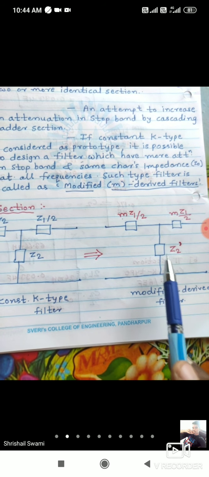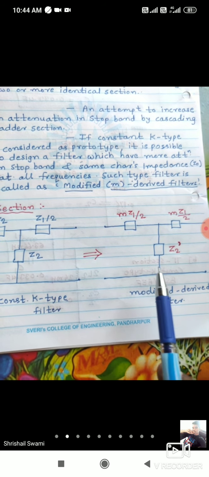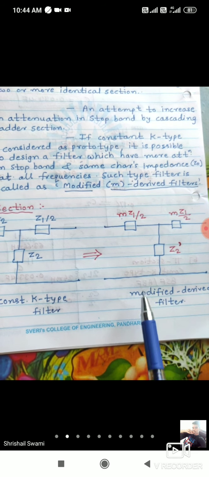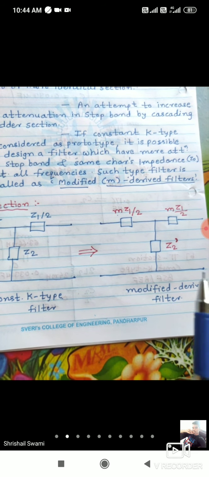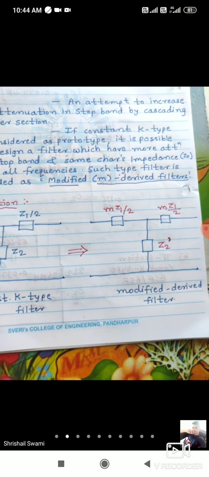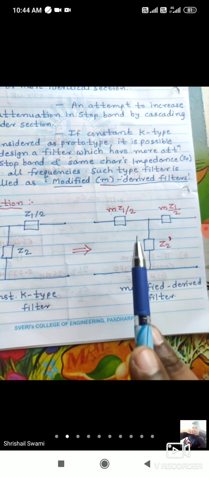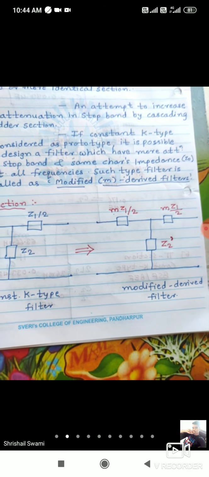So what will be the formula of Z2 dash? What will be the modification in the parallel arm? That we have to get by using the derivation. So this is called the T section of the M derived filter. Modified means M. Now next, we start. There will be the derivation to obtain the expression of Z2 dash.